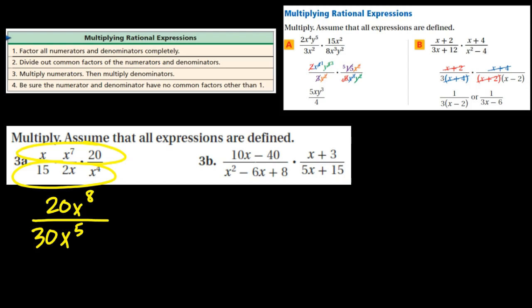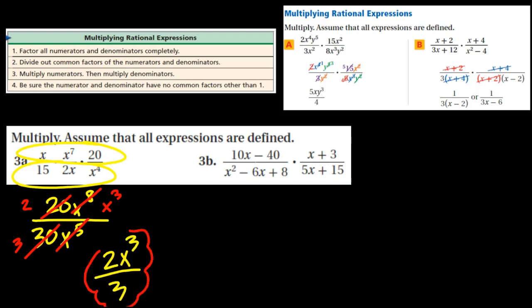So here, if I look at 20 and 30, they're both divisible by 10, so that would be a 2 and a 3. And then I have 5 x's in the denominator, canceling out 5 of the 8 there, leaving 3 in the top. So this whole thing ends up being the same as 2x to the 3rd over 3.